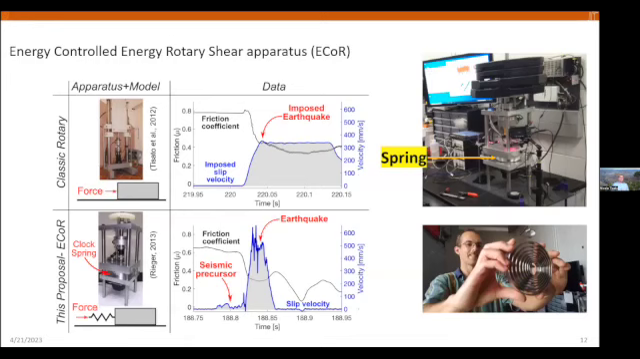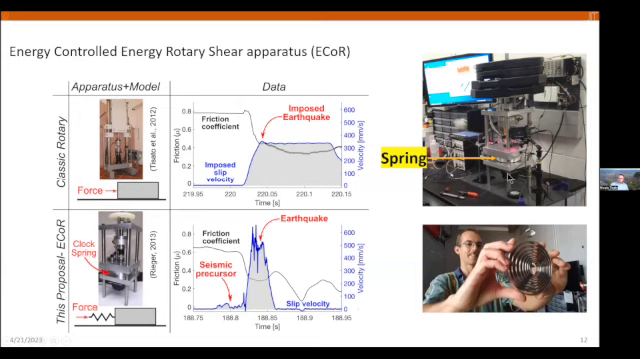So this is the difference between a classic rotary shear experiment and an ECoR experiment, an energy-controlled-rotary shear experiment, which is done with this ECoR apparatus in my laboratory. And the idea is that you do have a rotary shear machine, pretty much similar to all the other ones, except the scale. This machine is extremely small.